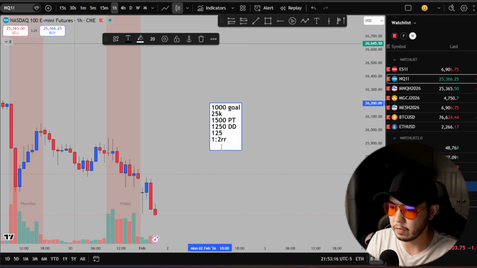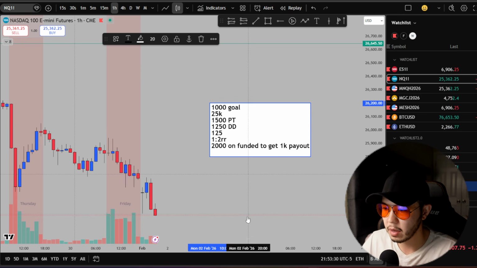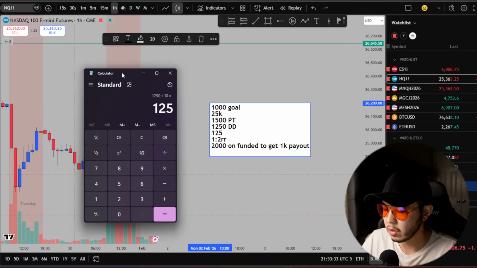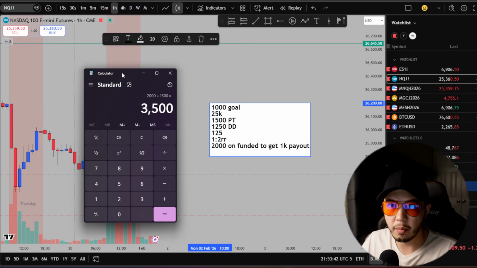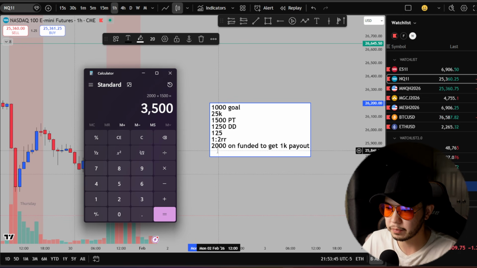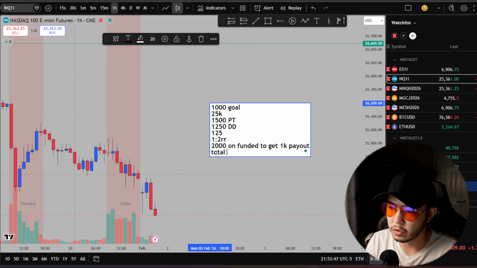So let's say, for example, the profit target is 1500 and you have to make about $2,000 on funded to get a 1K payout. So what's the combination of the two? You have to make $2,000 on the funded, and during the evaluation stage you have to make about 1500. So in the combine, you have to make 3500. So a total of about 3500 has to be made for a 1K payout.